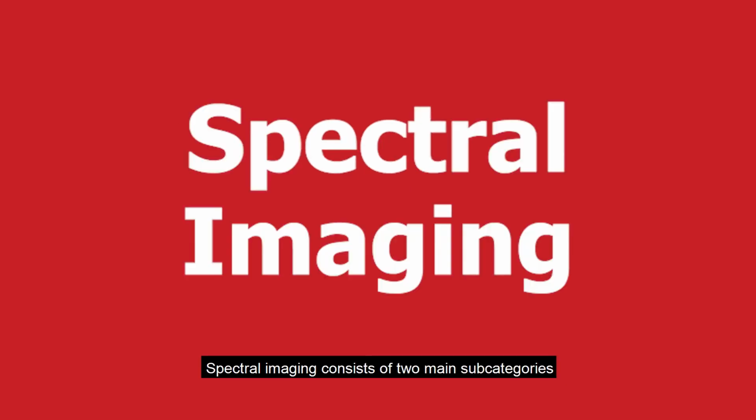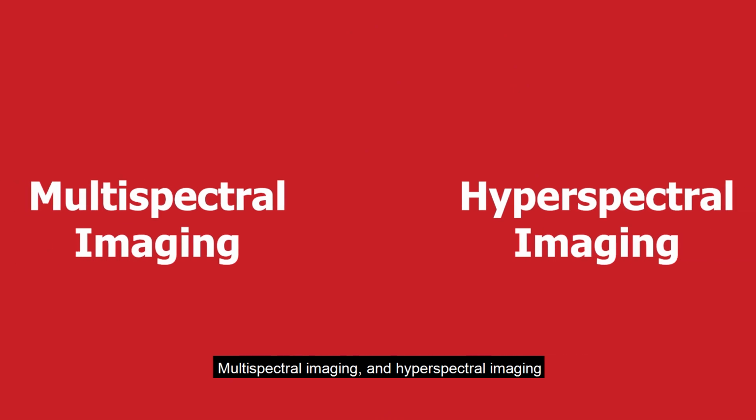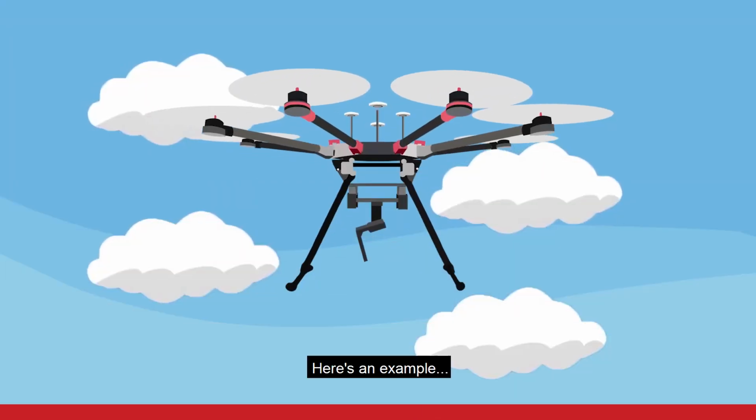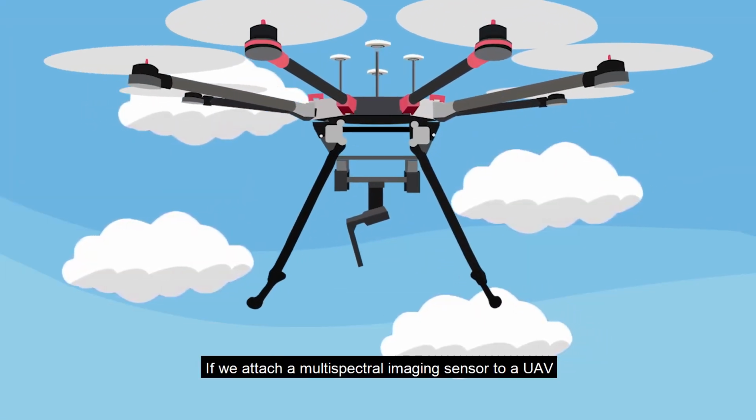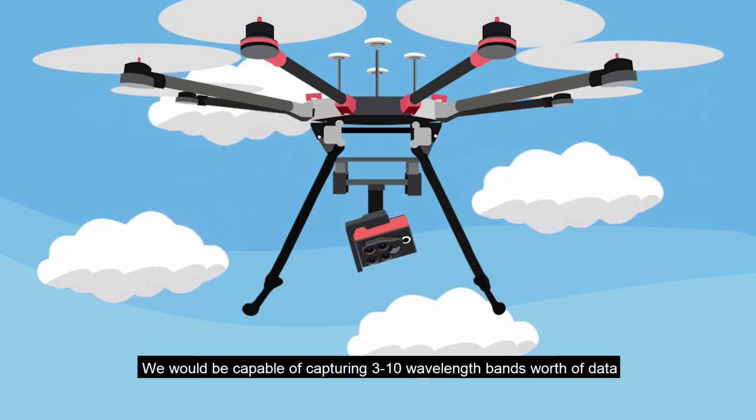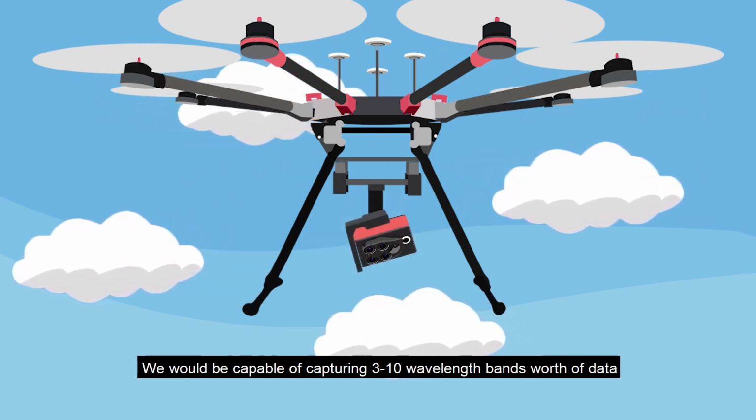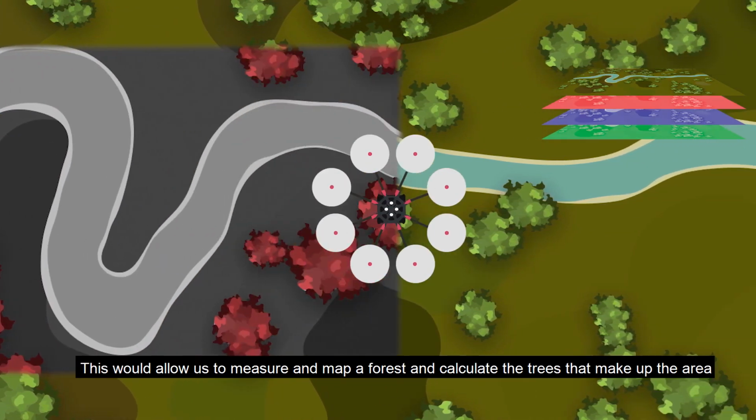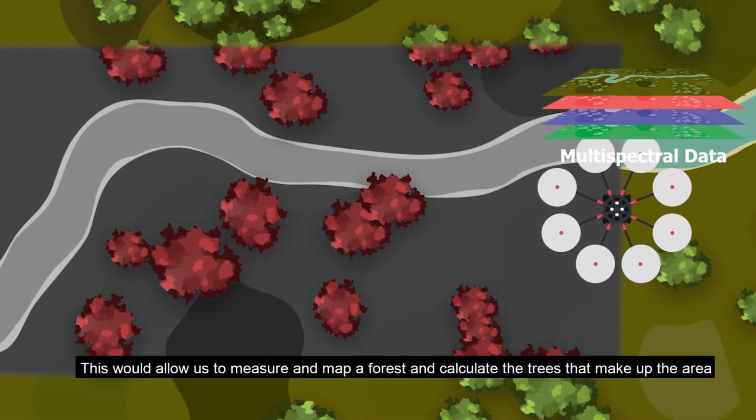Spectral imaging consists of two main subcategories: multispectral imaging and hyperspectral imaging. The key difference between the two is the amount of data each is capable of gathering. Here's an example. If we attach a multispectral imaging sensor to a UAV, we would be capable of capturing 3 to 10 wavelength bands worth of data. This would allow us to measure and map a forest, and calculate the trees that make up the area.